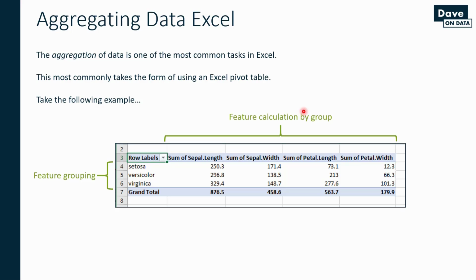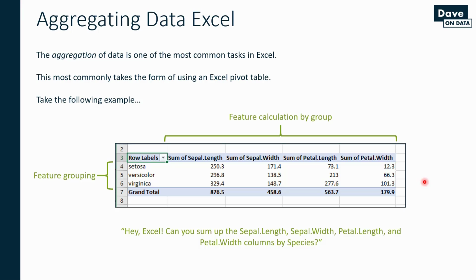So really what we're talking about here is taking features, executing calculations on them by some sort of grouping. And it's often easiest to think about this conceptual idea in terminology where we're talking to Excel as an actor. So we could say, for example, hey Excel, can you sum up sepal length, sepal width, petal length, and petal width by species, please? And this is what you would get back as a result of that request from Excel.